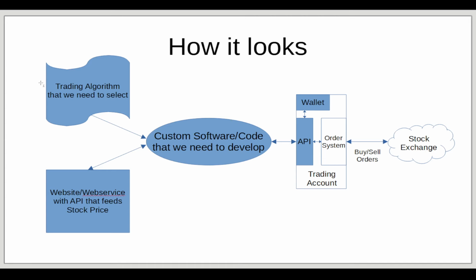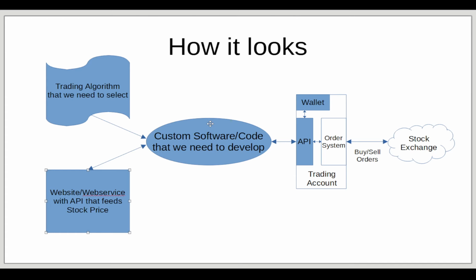I can see here all these five basic building blocks I told earlier. They are represented in blue color here. The first one here is the trading algorithm that we need to select. Once this is on paper, we will select the trading algorithm. We'll do some research and finally select one trading algorithm which meets all our requirements. And then we will also select a website or web service which has these APIs, at the minimum the stock price feeding API. If they provide any additional APIs also, that is an added bonus and will be helpful in building our algorithm.